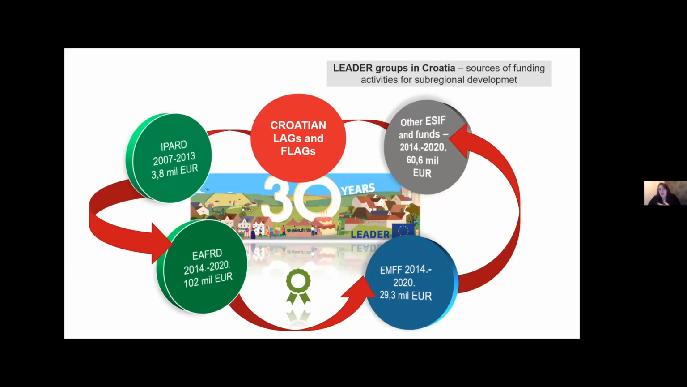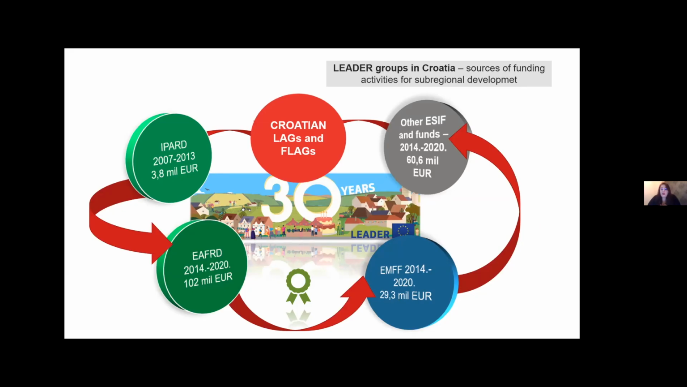LAGs and FLAGs in Croatia use far more funds than only the ones they have their accreditation for. You could see that in the period 2014-2022, we had 102 million euros from the Agriculture Fund. In the same period, FLAGs used about 30 million from the Maritime Fund, but also about 60 million euro from other funds, mainly the social funds.